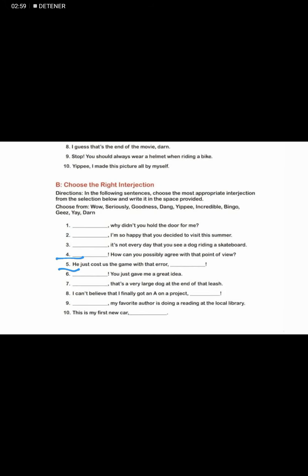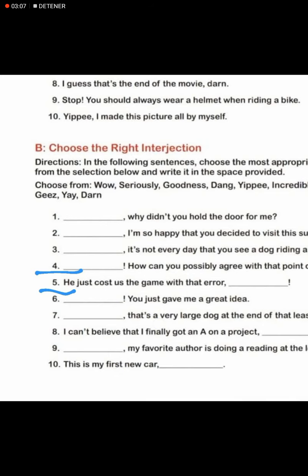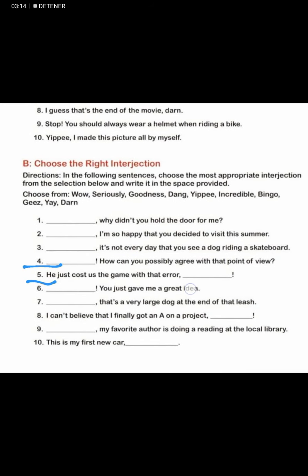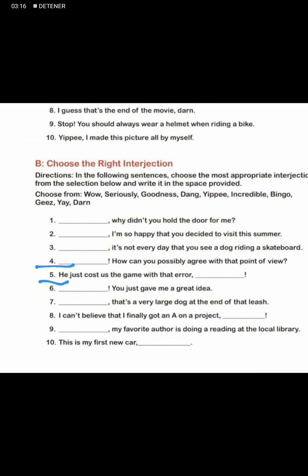Then we have the last exercise that says letter B, choose the right interjection, and then you have a list of interjections that you can use for all the sentences. Let me tell you that in all of the sentences you can use almost the same interjections. Casi todas pueden ir en cualquier lugar, excepto en la 4 y la 6. La 4 y la 6 are for dang and darn, yeah?